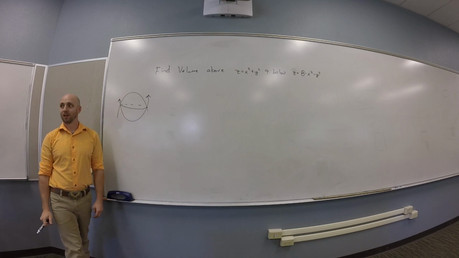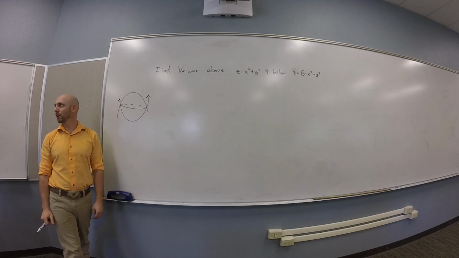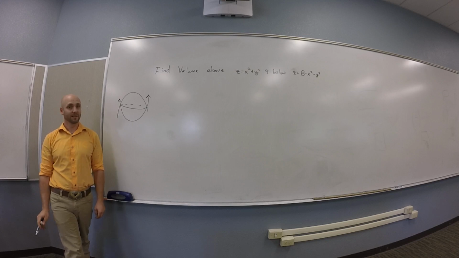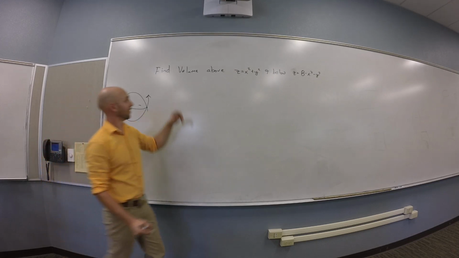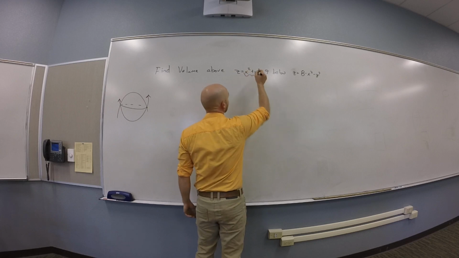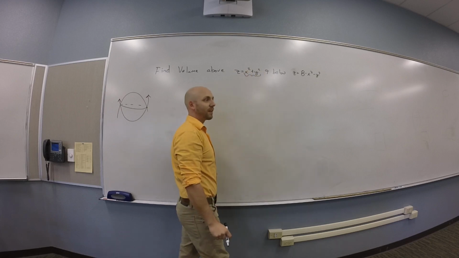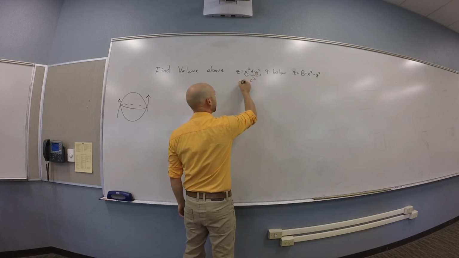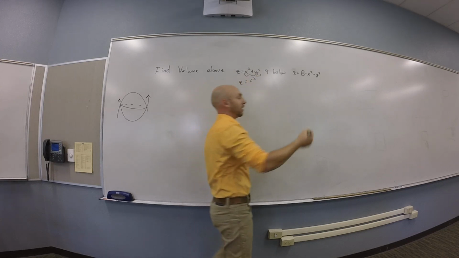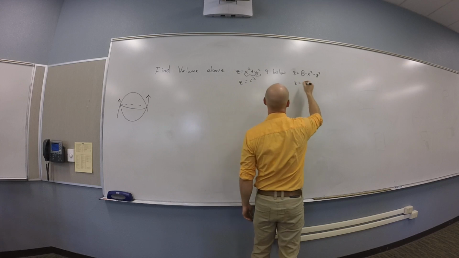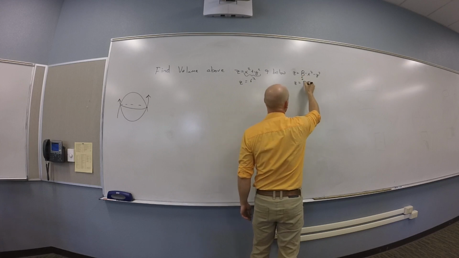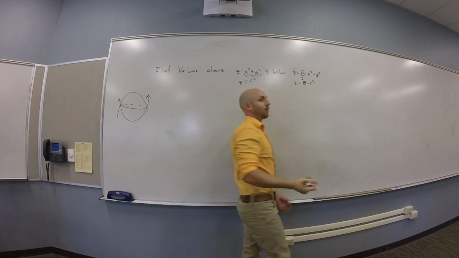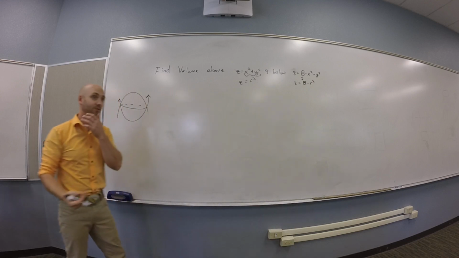I chose cylindrical and it worked out really well. Cylindrical is definitely the best choice because what do you got here that's easy? Z equals x squared plus y squared. There's lots of x squared plus y squareds kicking around. That's just r squared, so z is r squared. And the other one is z is 8 minus r squared. That's going to be pretty chill.